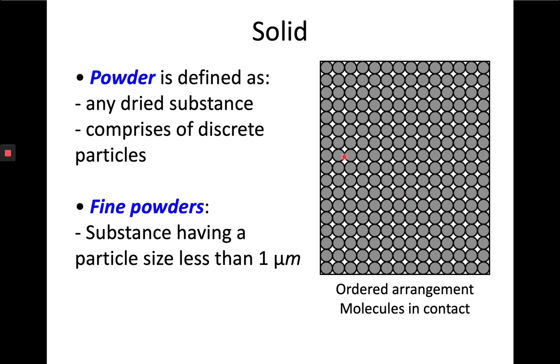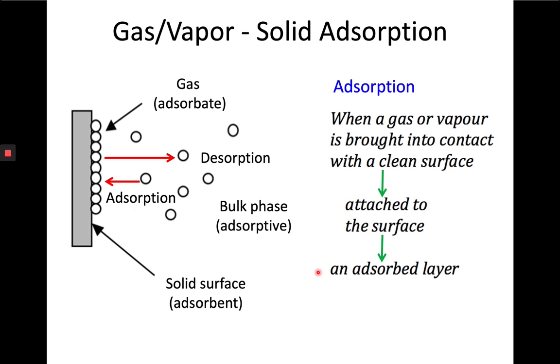Okay, powder is a type of solid which comprise of discrete particles. Meanwhile, the fine powder is defined as substance having the particle size less than 1 micrometer. There are several terms related to the gas-solid adsorption we have to familiarize with. First, adsorption. Adsorption is a process when gas is brought from the bulk phase to the surface of solid. The gas then attached to the surface of the solid, forming a layer of adsorption.